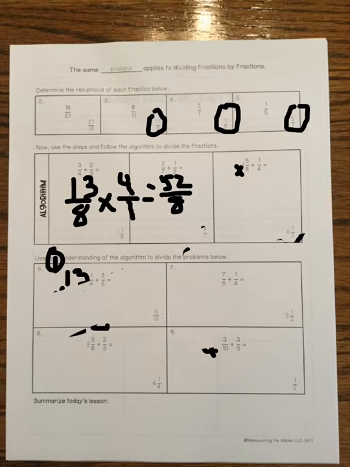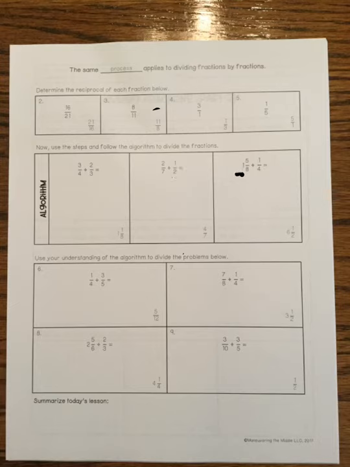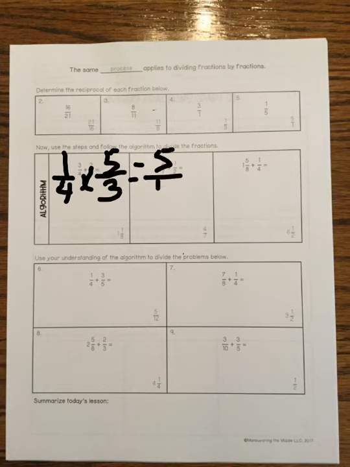We're going to be looking at the bottom section of our paper. It says to use your understanding of the algorithm to divide the problems below. So we're going to start with number 6. One-fourth, and I'm going to multiply that by 5/3. 1/4 times 5/3. 1 times 5 is 5, and 4 times 3 is 12. So 5/12, and we know that we are correct.